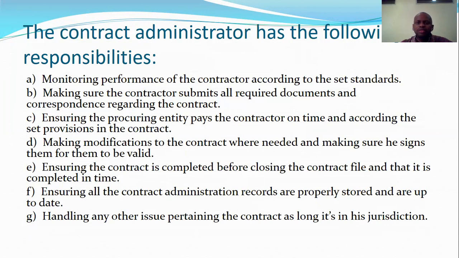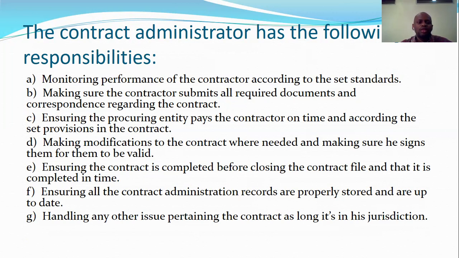The contract administrator has the following responsibilities. Number one is to monitor the performance of the contract according to the set standard. So they must ensure that the contract is up and running. They also make sure that the contractor submits all required documents and correspondence regarding the contract. So they must ensure all documentation is present during the contract.